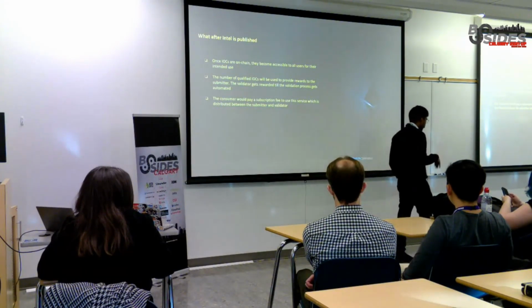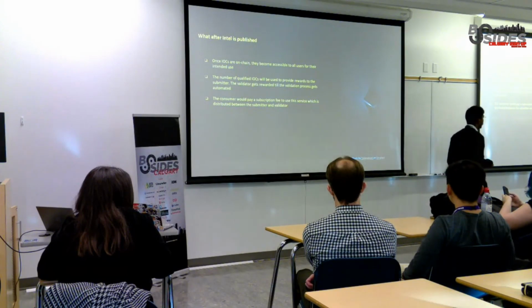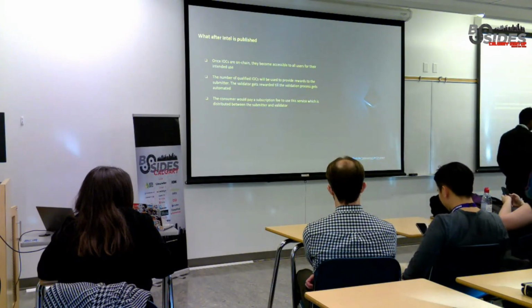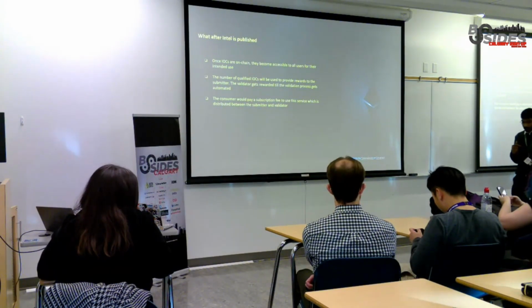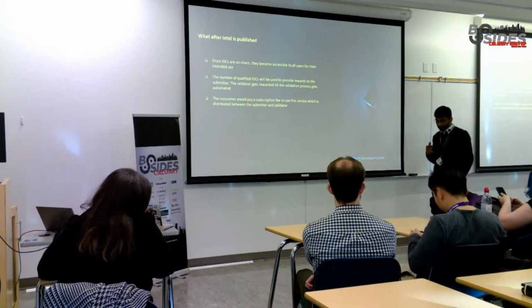Initially, we'll distribute it around 50-50%, and after that, we'll change it accordingly to a point where the validator no longer exists in that chain and the validation process is completely automated. Now, how are you going to automate the validators?